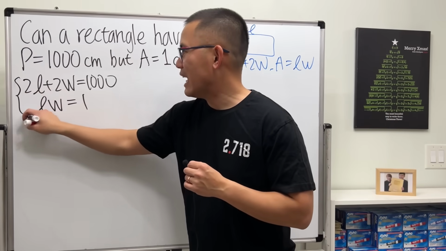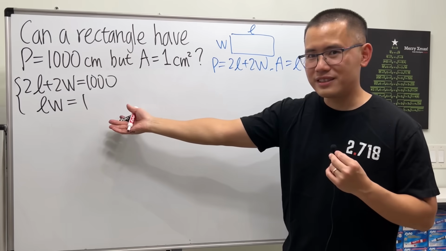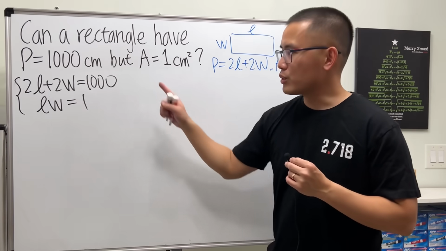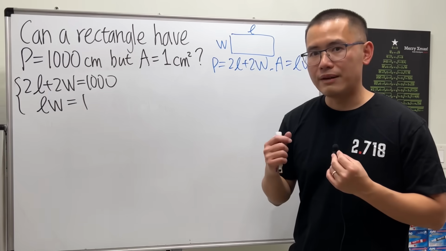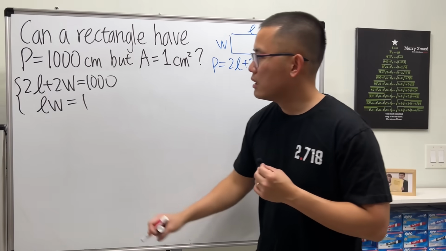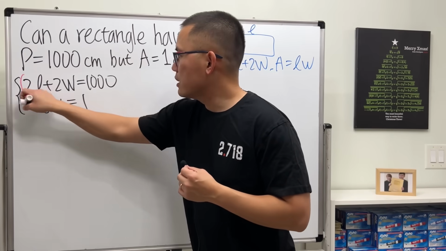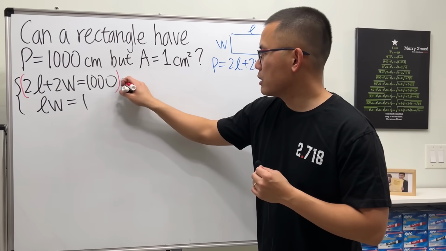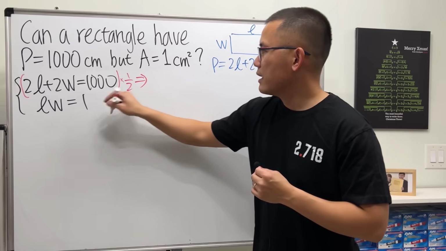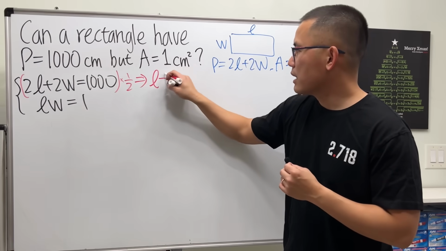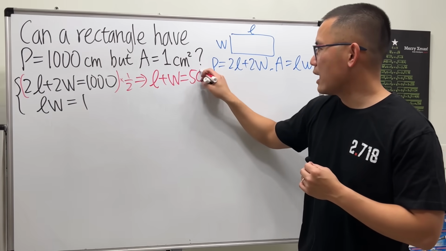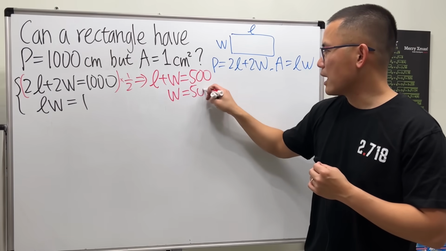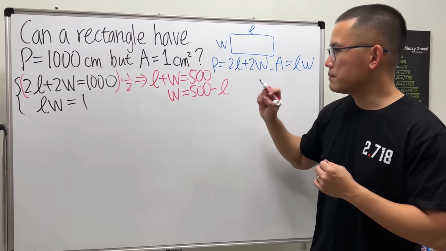And now we have a system of equations, but we have L times W though. So to solve this kind of equations, we will have to use substitution. Take a look at the first equation. Because 2, 2, and 1000, they are all even, I'm just going to multiply everybody by 1/2. So we will get L plus W equals 500. Move the L to the other side. W equals 500 minus L.